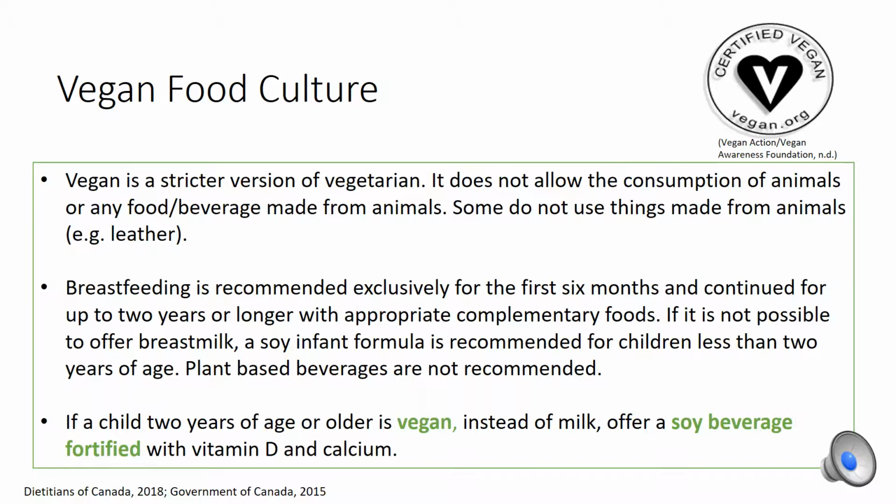Vegan is a stricter version of vegetarian. It does not allow the consumption of animals or any food or beverage made from animals. Some do not use things made from animals either, for example, leather.